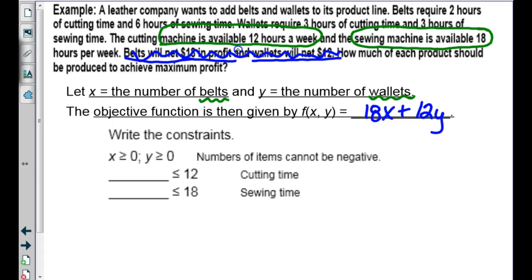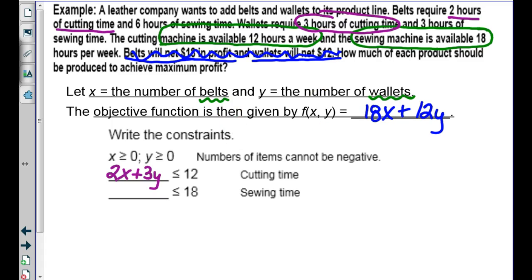But that's not what's happening, because this machine that does cutting has to cut both things. So belts require how much cutting? 2 hours of cutting, so that's 2x per belt. Plus, what about wallets though? 3 hours of cutting, so 3y. So again, that was cutting from one sentence and cutting from the other sentence. That's where it gets a little confusing.